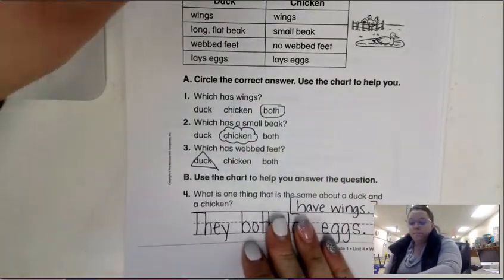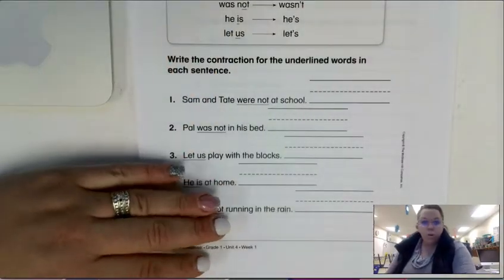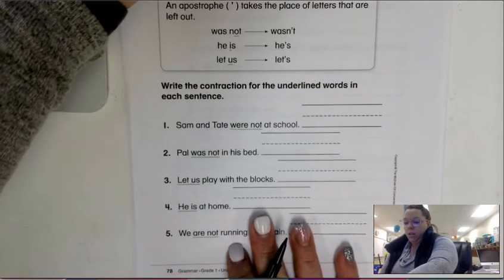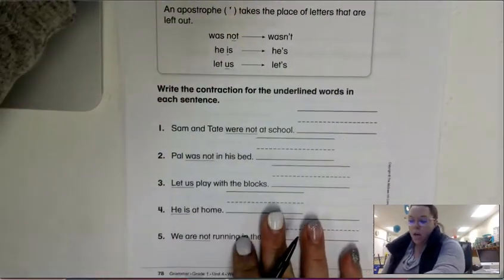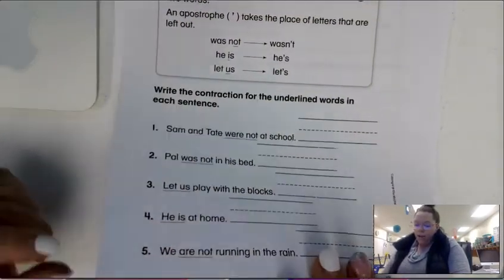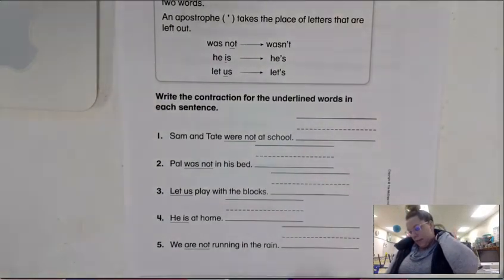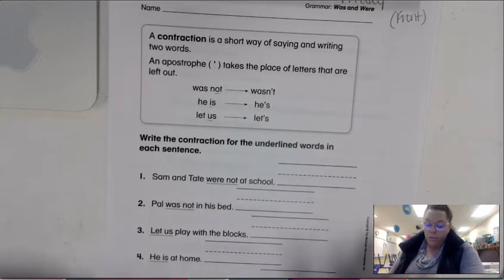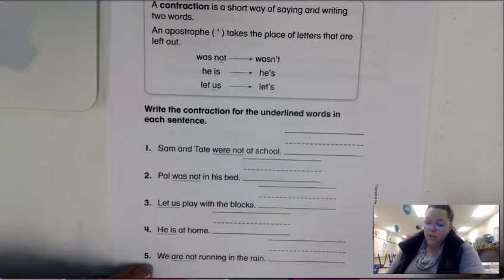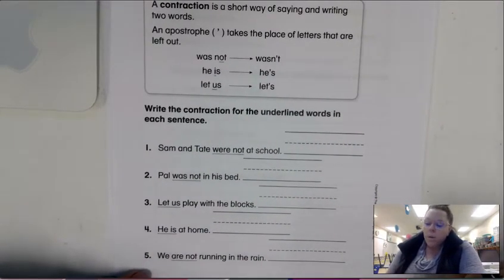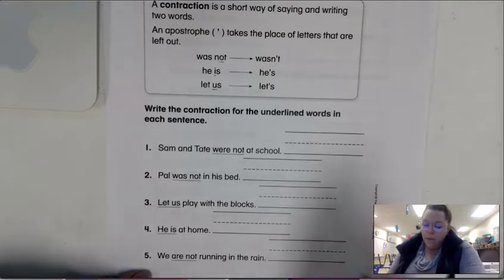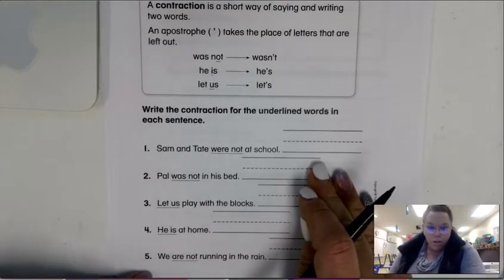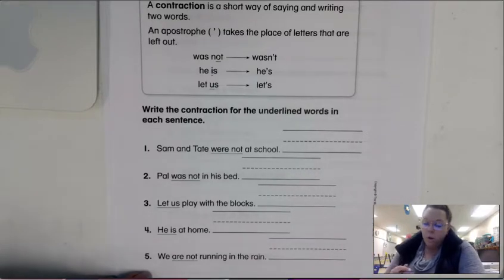While we're together, I want to go over our grammar. This week we've been talking about contractions. You'll remember that a contraction is a short way of saying and writing 2 words. So you have your contraction worksheet. There was a front side and a back side for this sheet today. So what we need to do is we have to write the contraction for the underlined word. I'm going to only do 1 or 2 of them with you. You're going to do the rest.